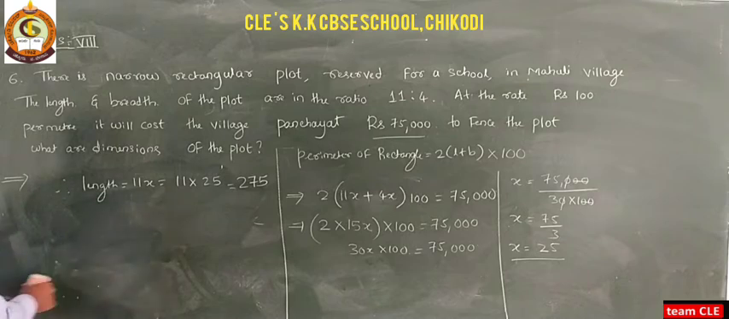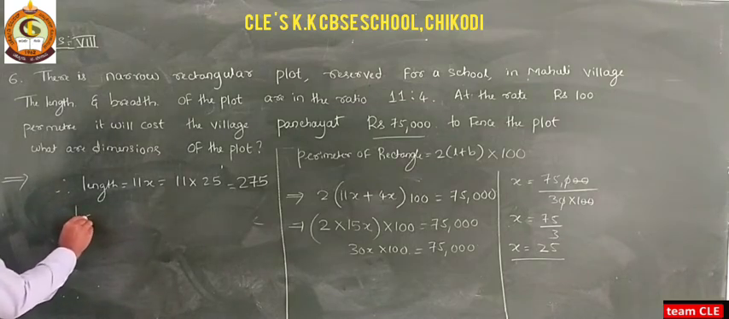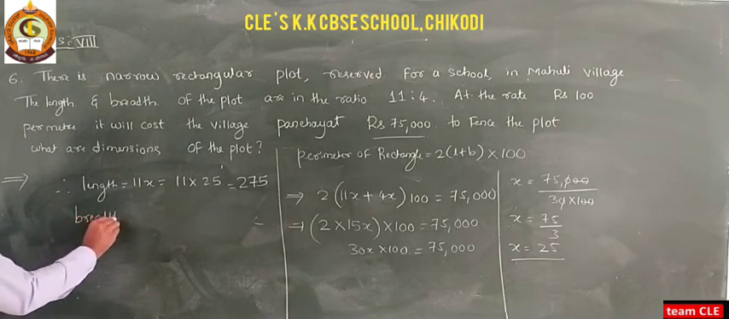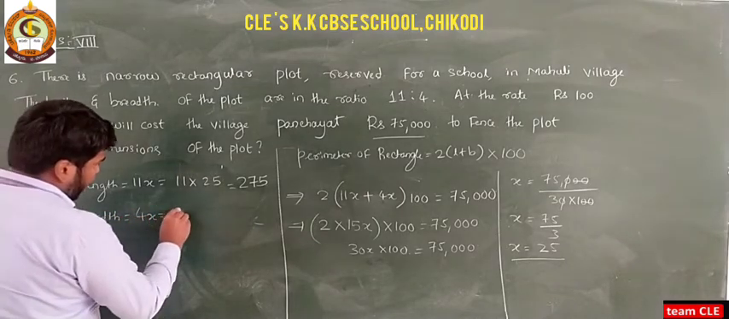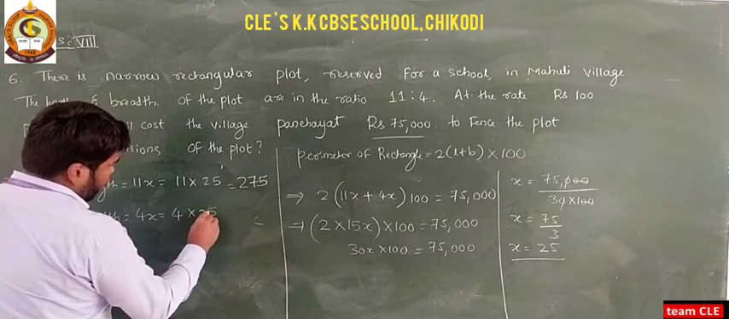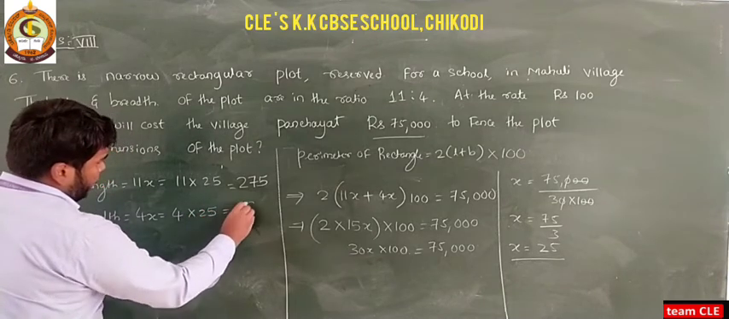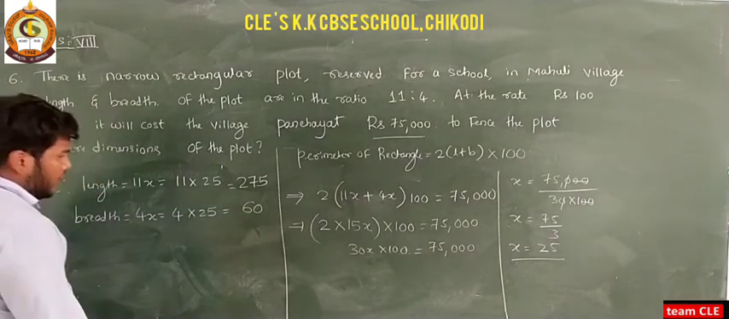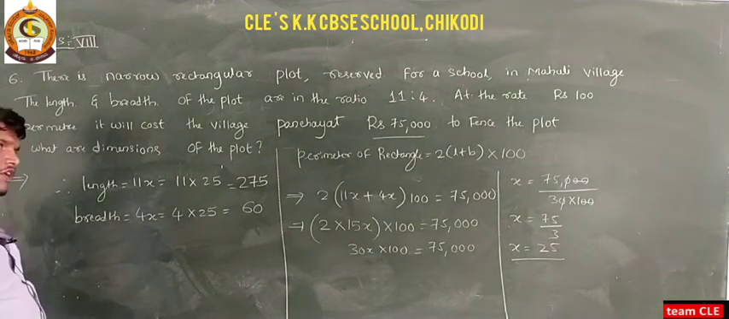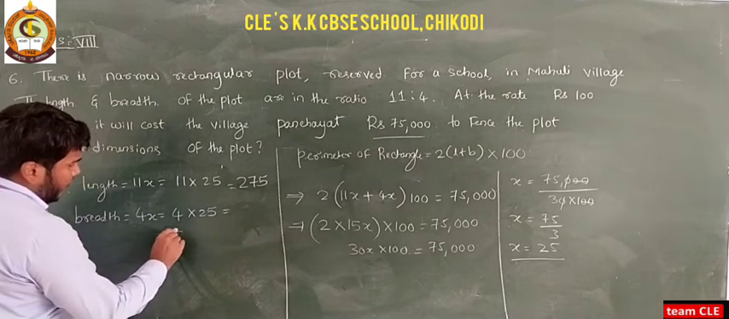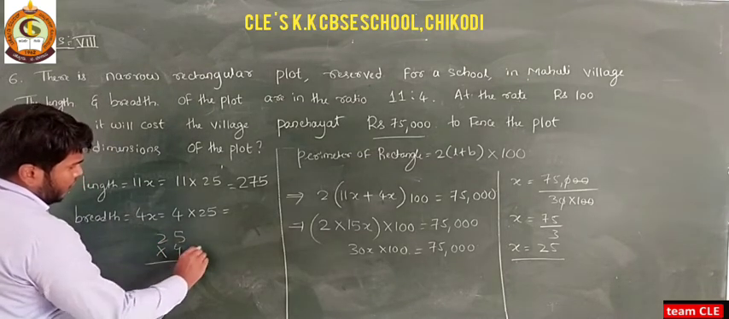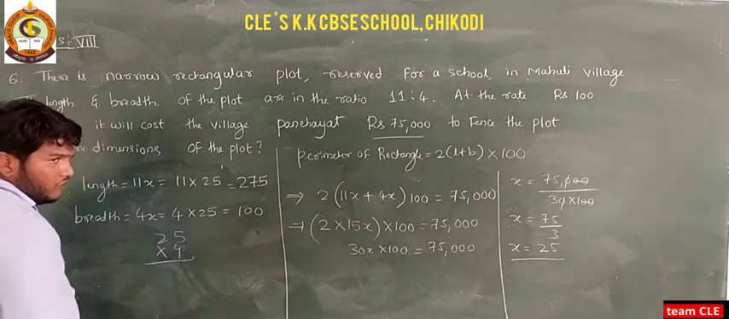Similarly, the breadth is 4x, which is 4 into 25. 4 into 25 is 100. Sorry for that.